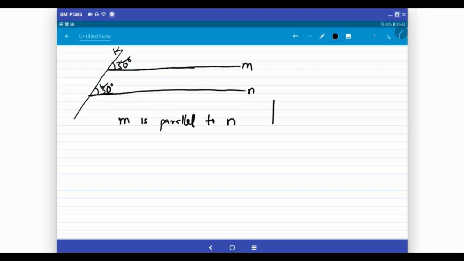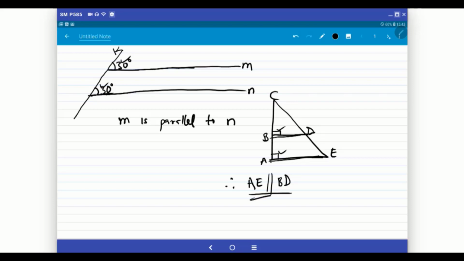I could have something like this, and I can see 90, 90, with points A, B, C, D, E. Since lines AE and BD make the same angle with this line AC, then AE is parallel to BD. So that's another way to know if two or more lines are parallel.